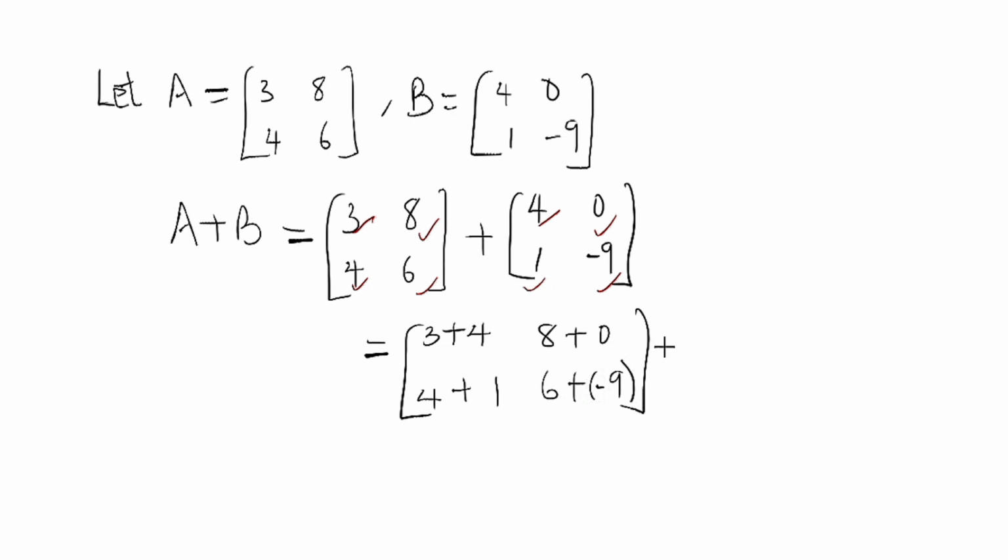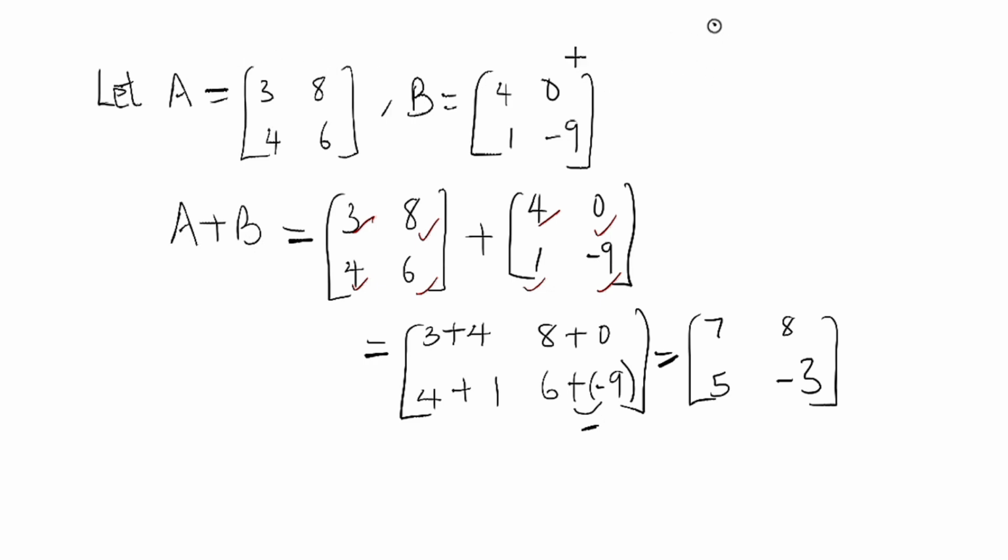So this will be equal to 3 plus 4, which is 7, 8 plus 0, which is 8, 4 plus 1, which is 5, and 6. Now, when we have plus minus, it's the same thing as multiplying plus with minus, and that results in negative. So what we have here is 6 minus 9, which is minus 3. So this is basically how we add two matrices together. They have the same dimension.